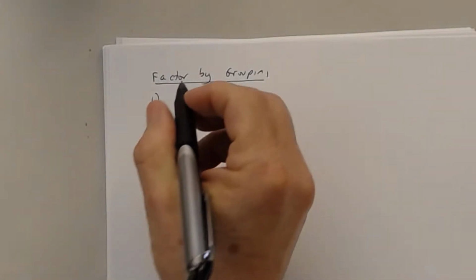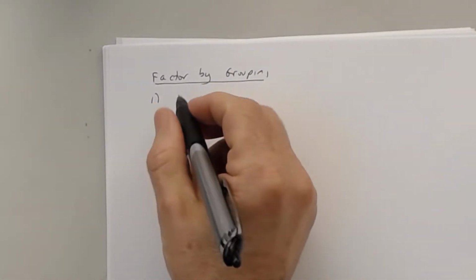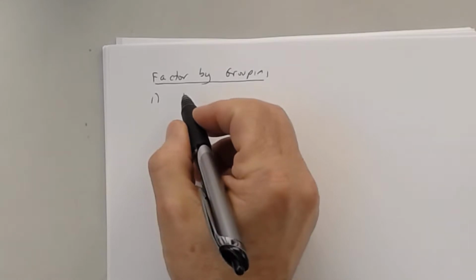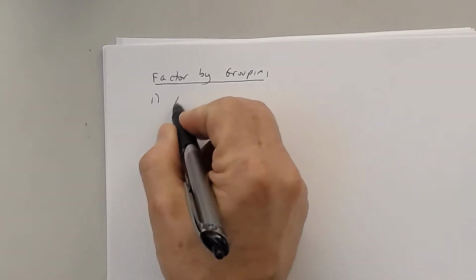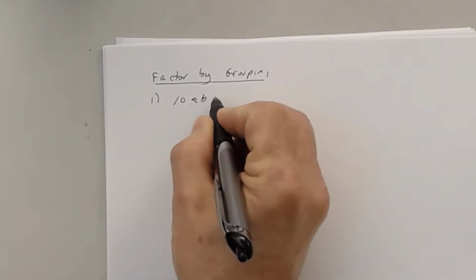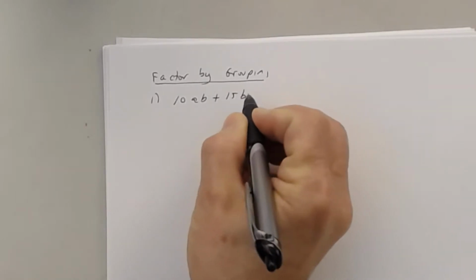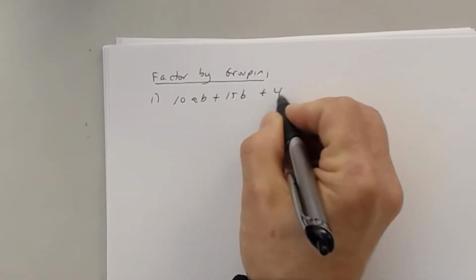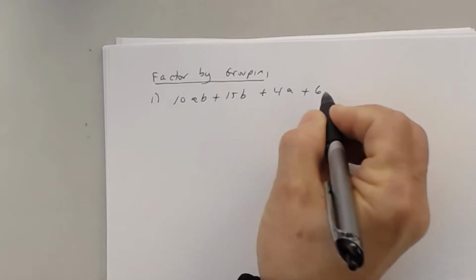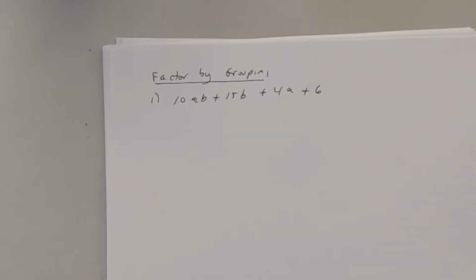Okay, so let's suppose we had, I'm going to start with an easy one, 10ab plus 15b plus 4a plus 6. So 10ab plus 15b plus 4a plus 6. Now this is an easy one in the sense that all the signs are positive.